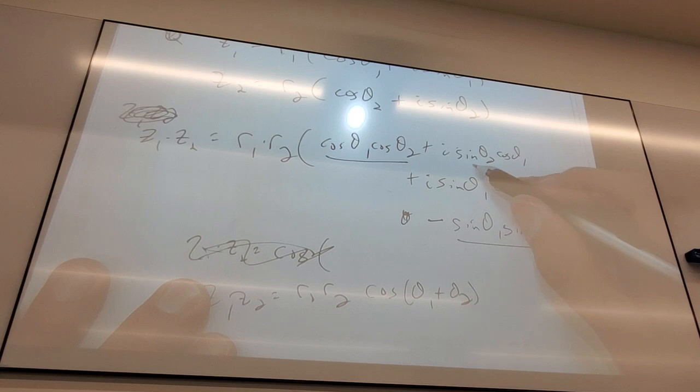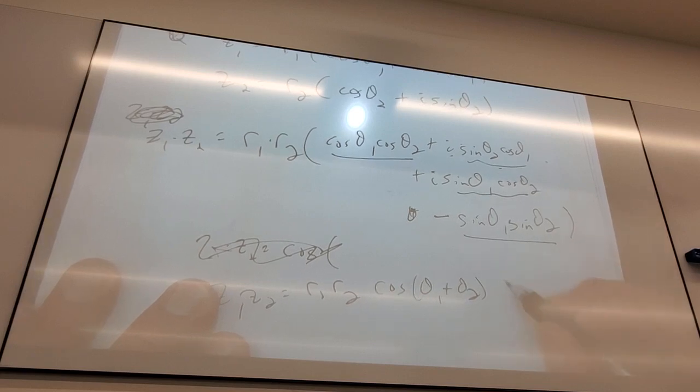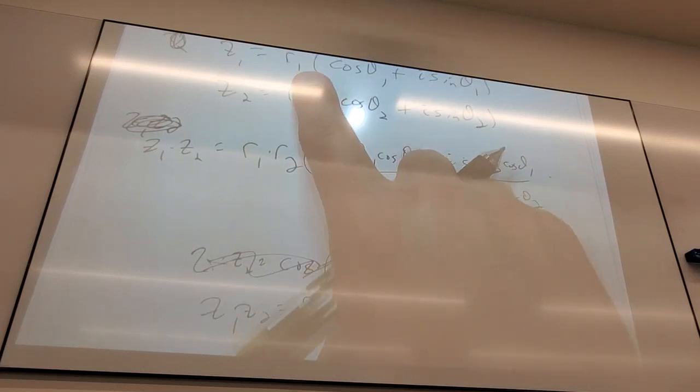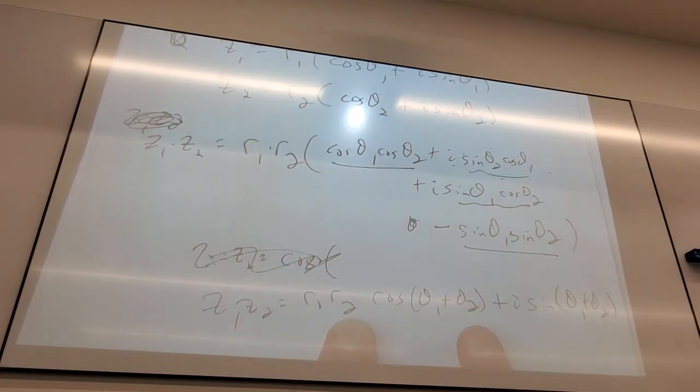So what's the stuff with the i? Sine cosine plus sine cosine. That's the sine of the sum. So to multiply two complex numbers, I just have to multiply their r's and add their angles. That's a little crazy. That's freaking cool.